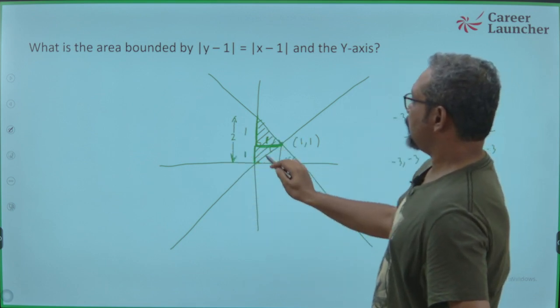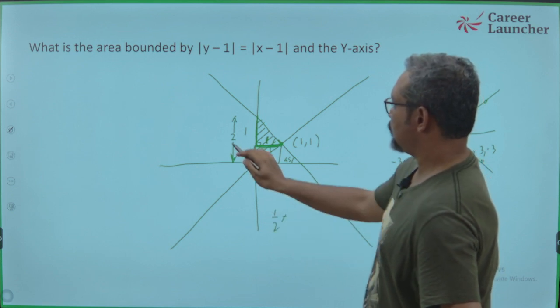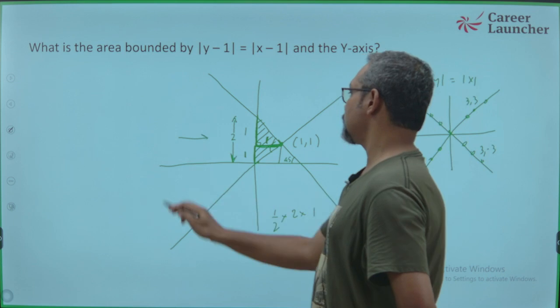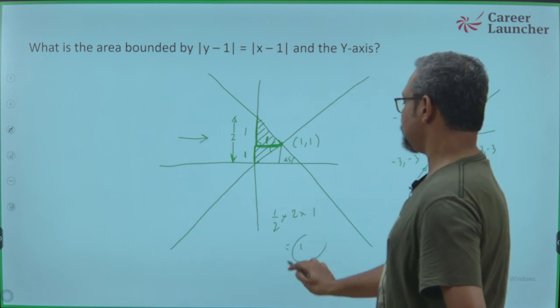So what is the area of this triangle? Half times base, which is 2, times the height, which is 1. We are basically looking from this direction. So the area is 1. So that is the solution.